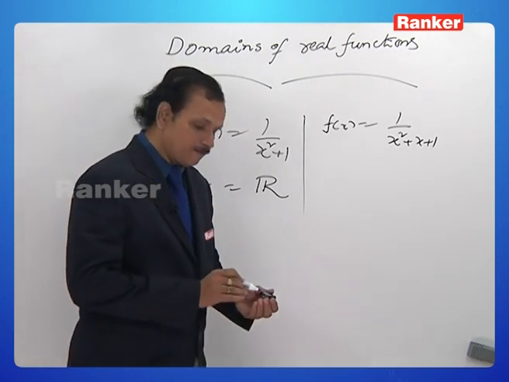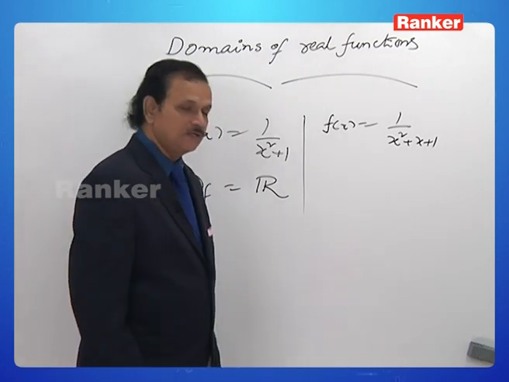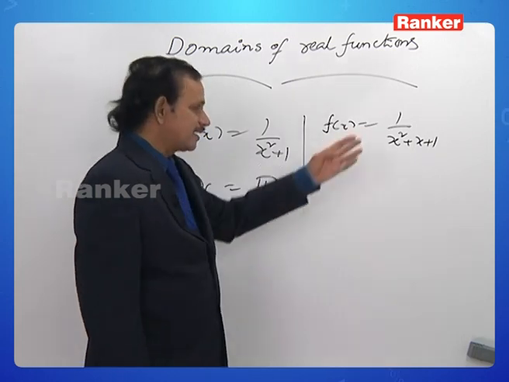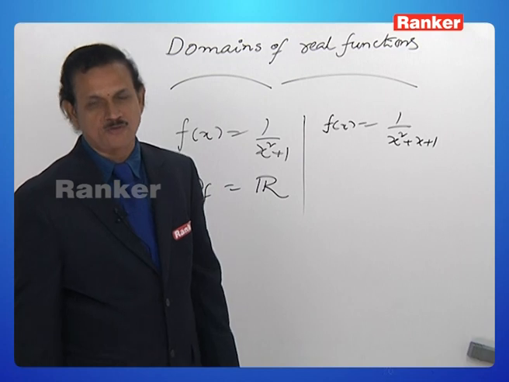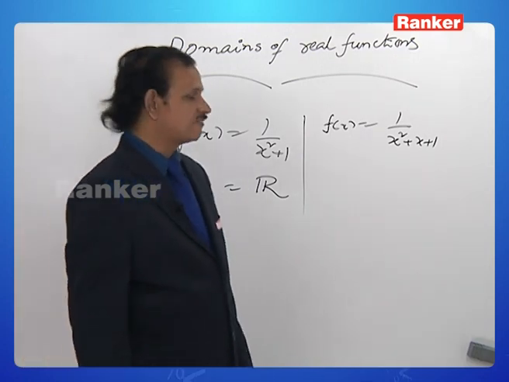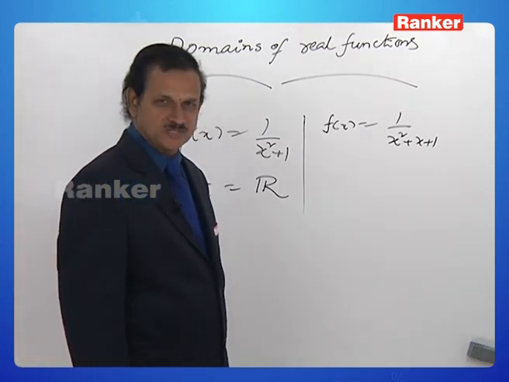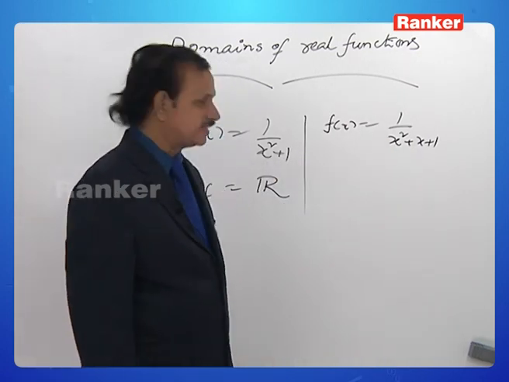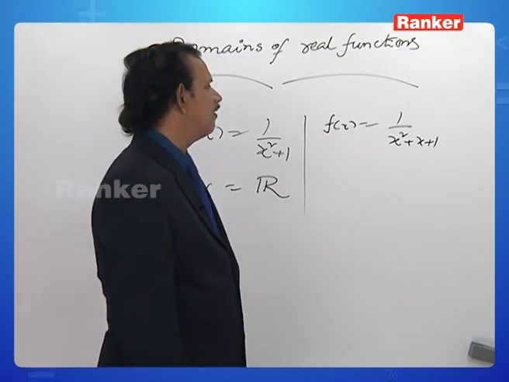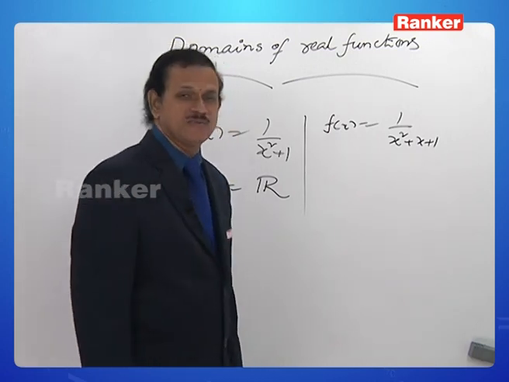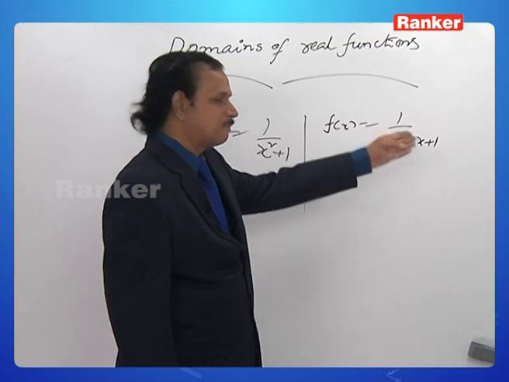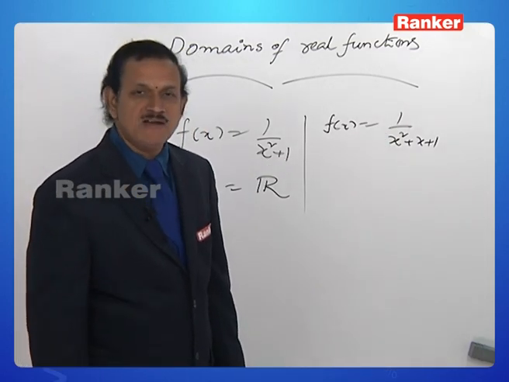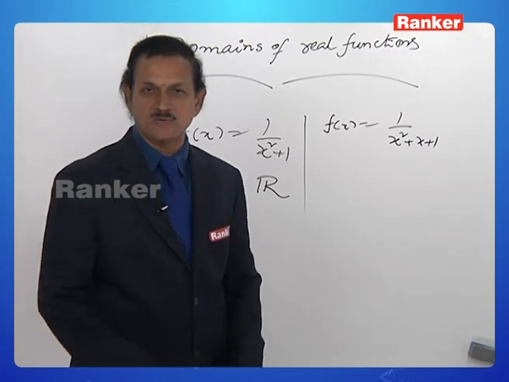Here also, to find the domain of f(x), we search for those real numbers which make x square plus x plus 1 equal to 0. From the knowledge of quadratic expressions and equations, we see that the discriminant of x square plus x plus 1 is negative. Hence, no real roots will be there for the equation x square plus x plus 1 equal to 0. That is, for no real value of x is x square plus x plus 1 equal to 0.